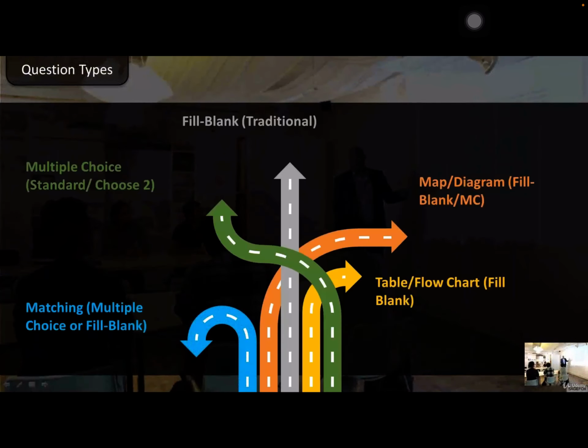As you know, for the listening, there are different question types. You, of course, have your fill-the-blank traditional questions. You have map questions. You have a table question. You have a matching multiple choice question. You have different types of questions that you have to do. In the course, I cover all these different types of questions.